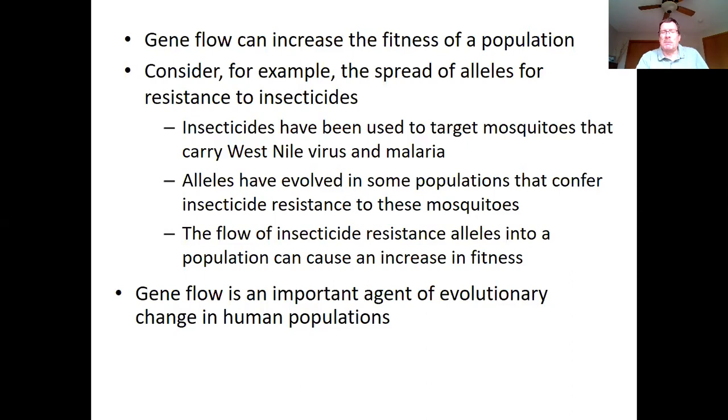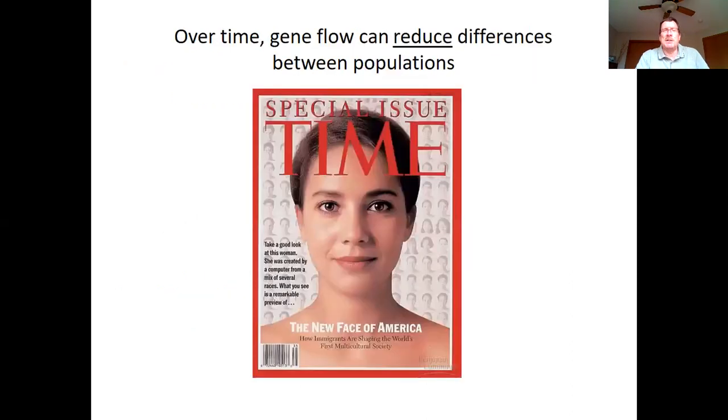Gene flow itself is an important agent of evolutionary change. This was an old Time magazine cover from a long time ago. Because over long periods of time, gene flow can reduce the differences between populations. And you can see it now.